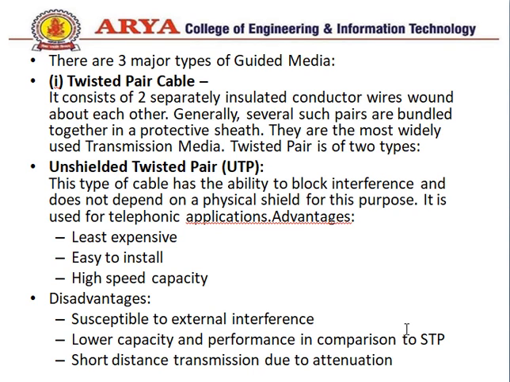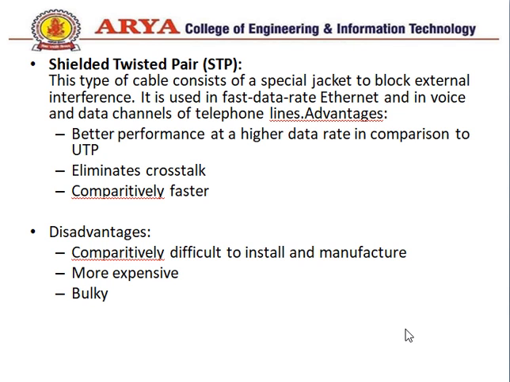Twisted pair cables are of two types. So twisted pair, like we have two wires and those are bound over one another. Unshielded twisted pair, UTP. This type of cable has the ability to block interference and does not depend on a physical shield. For this purpose, it is used for telephonic applications. Its advantages are least expensive, easy to install, high speed capacity. Disadvantages: susceptible to external interference, lower capacity and performance in comparison to STP, shorter distance transmission due to attenuation. Next is shielded.